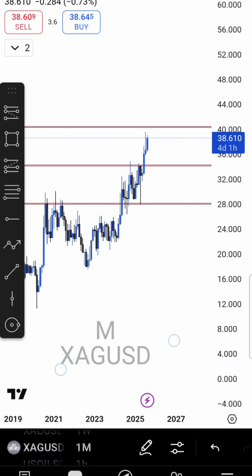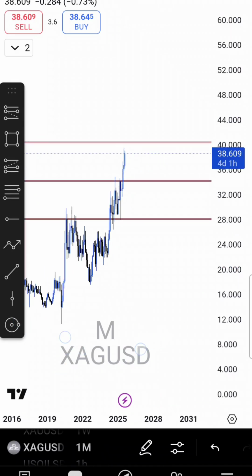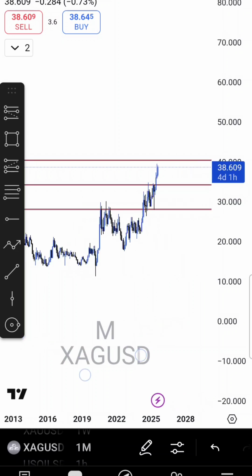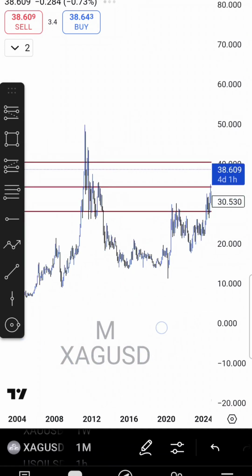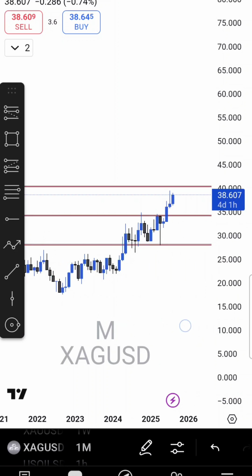Today we're just going to be looking at XAGUSD, which is silver. We're going to be looking at what the price action of silver is saying, where silver wants to go in the short and medium term, and how we can expect to take our trade on silver.